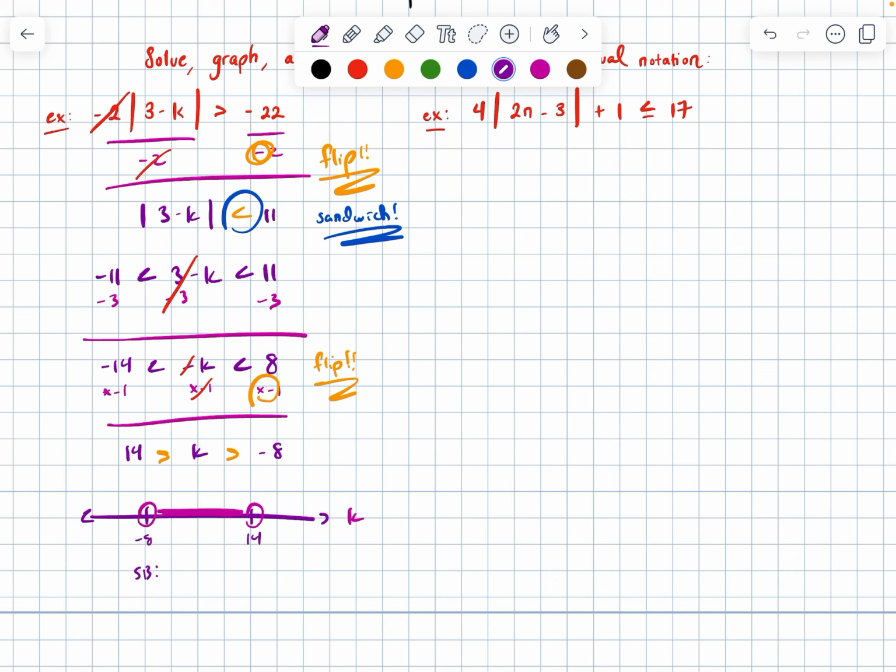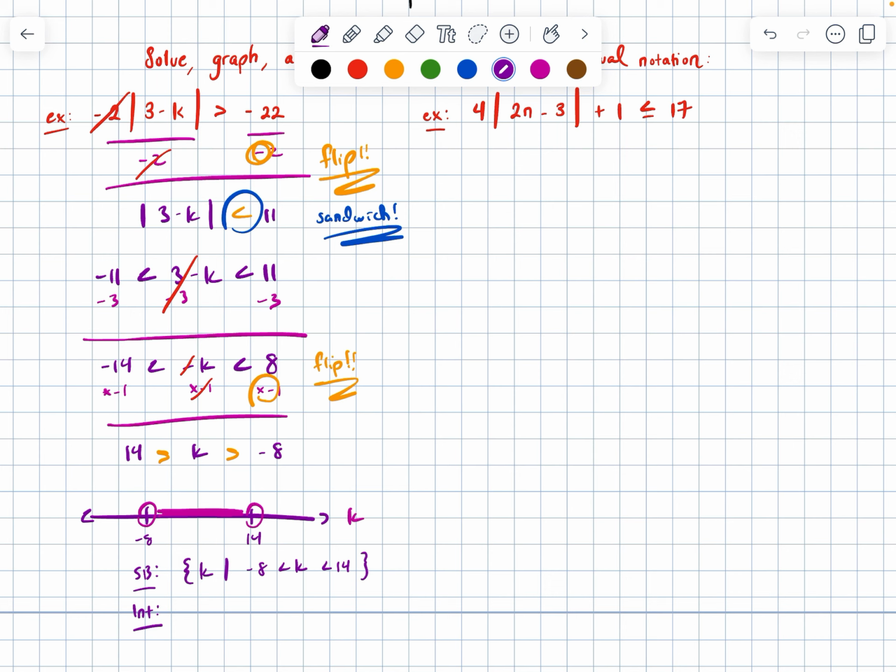My set builder notation, well, again, I want all values of k such that k is between negative 8 and 14. If you wanted to write it in that kind of inverted order above, that's totally fine. I personally always like to write it in ascending order, but that is just a preference. And then for my interval, right, I've got negative 8 and 14.